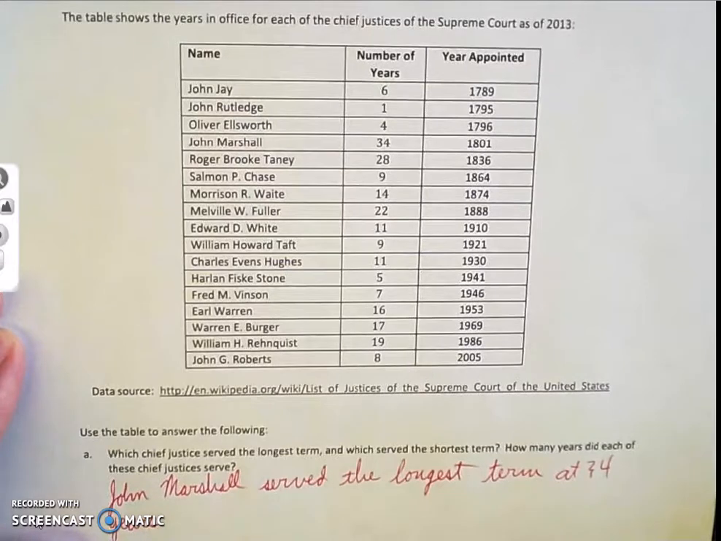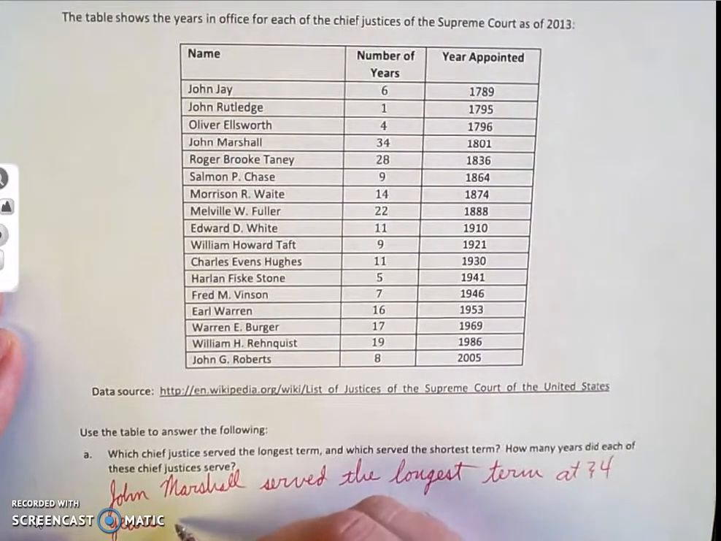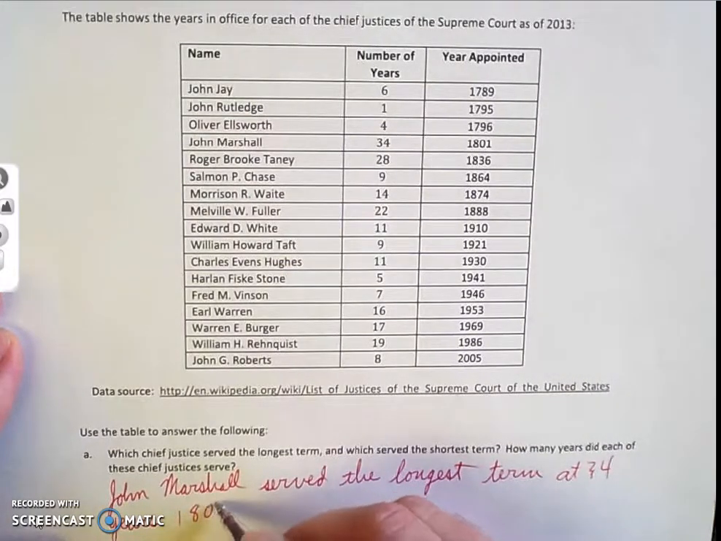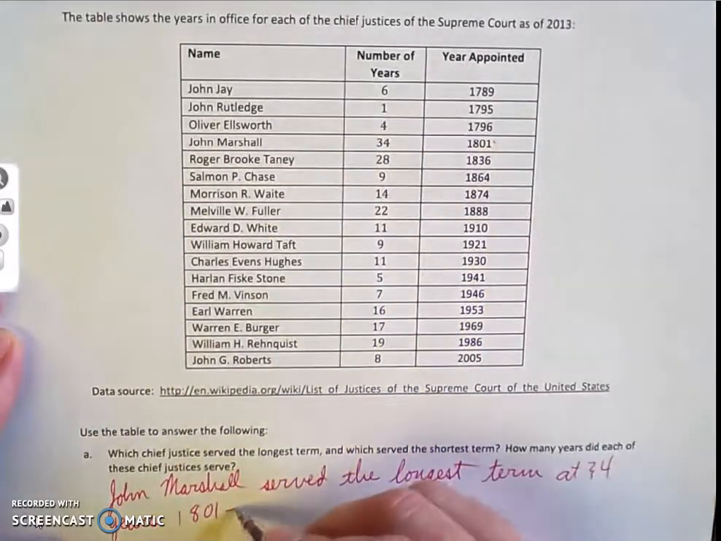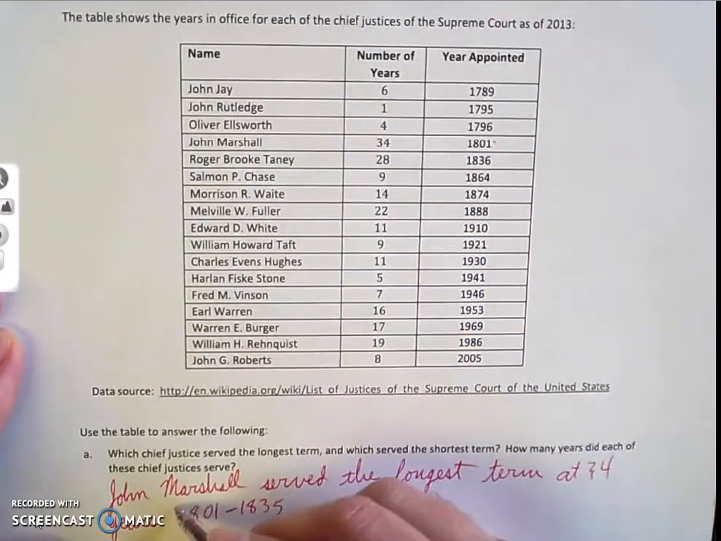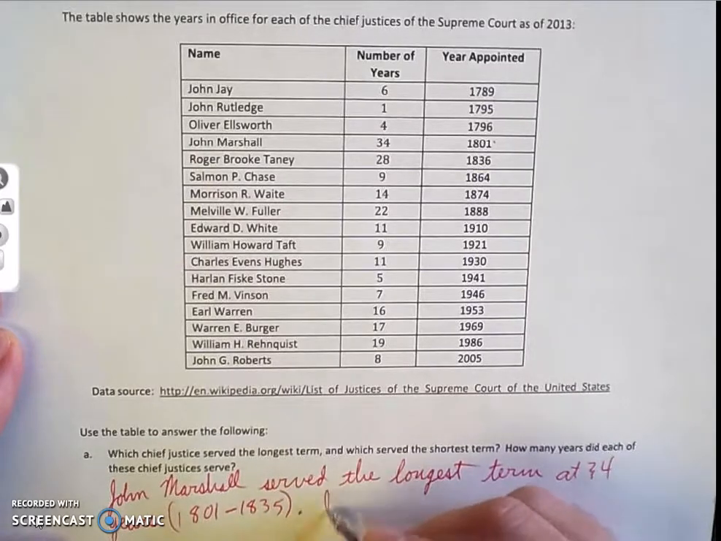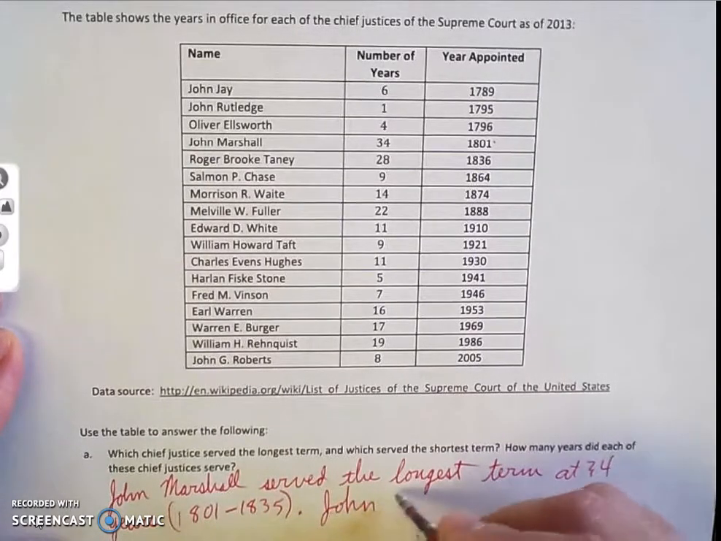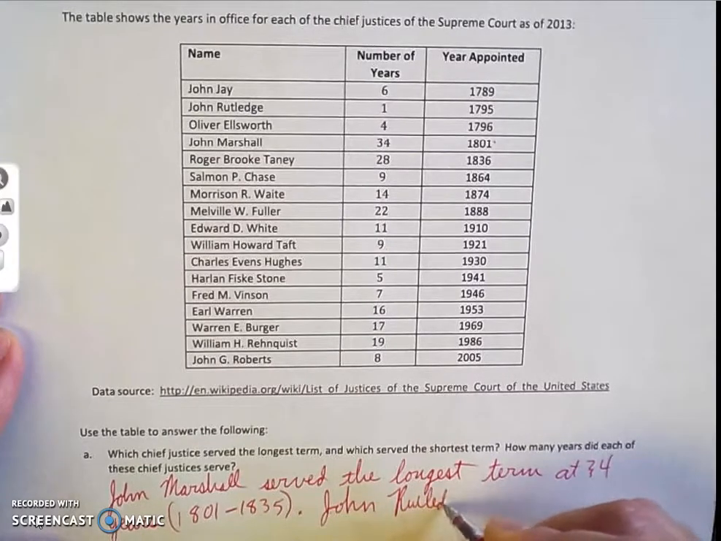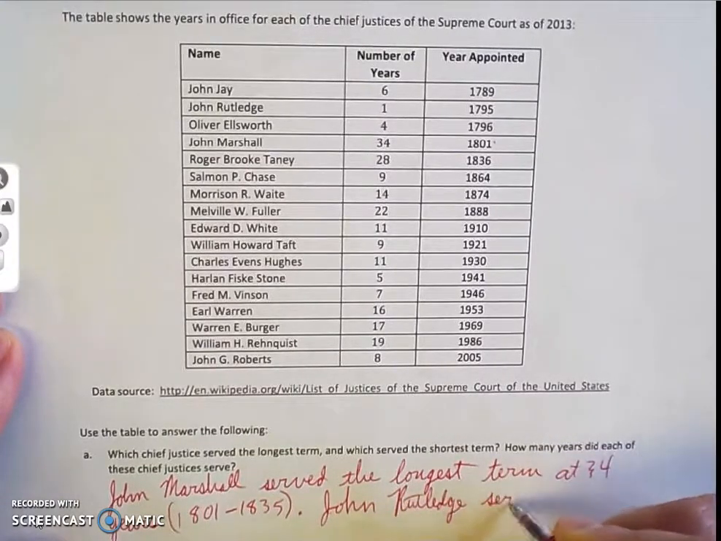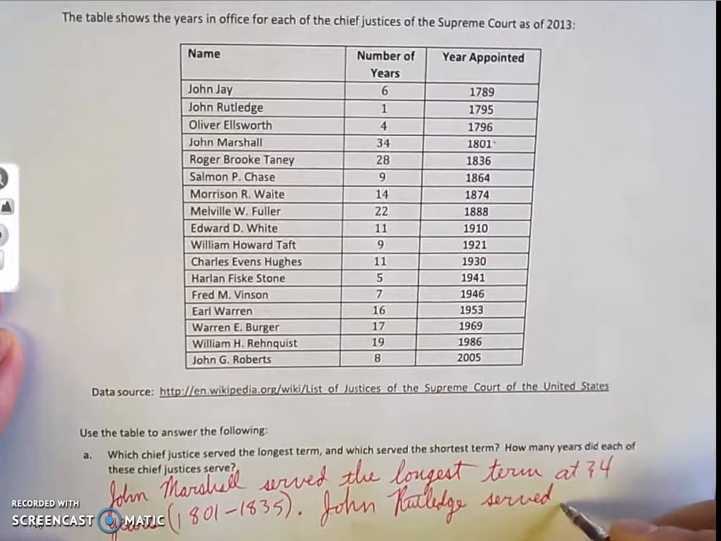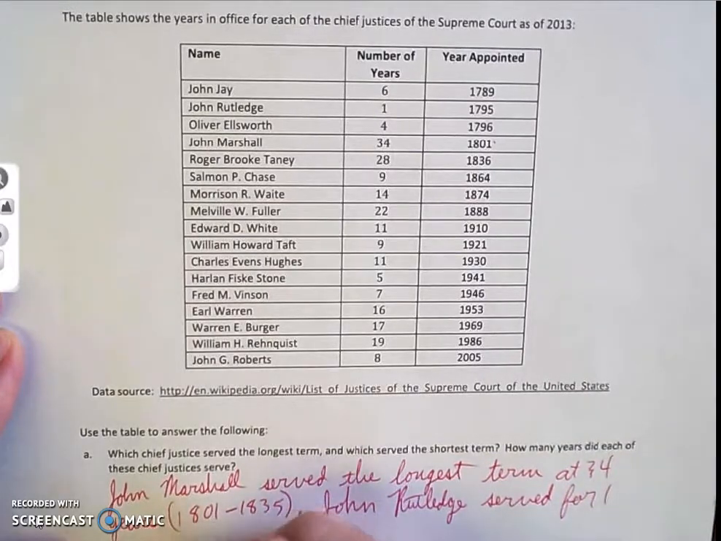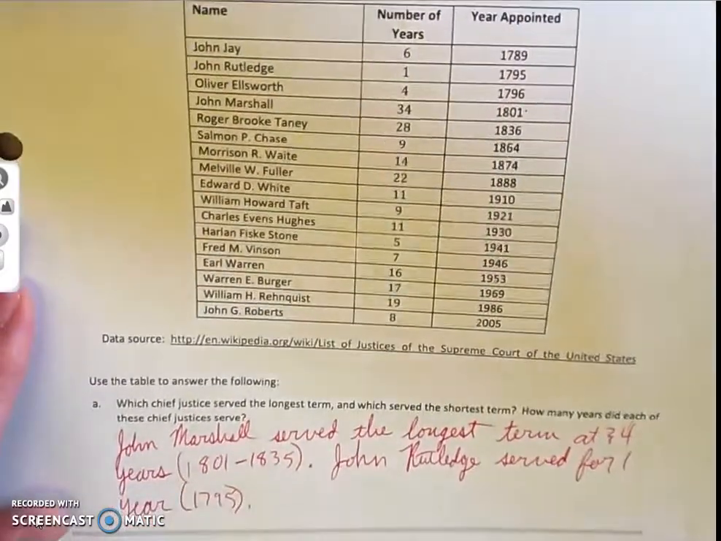So John Marshall served for 34 years. Okay, so that means he served from 1801, when he was first appointed, through 1835. And then John Rutledge served for 1 year, which was just 1795. All right. So then we flip it over.